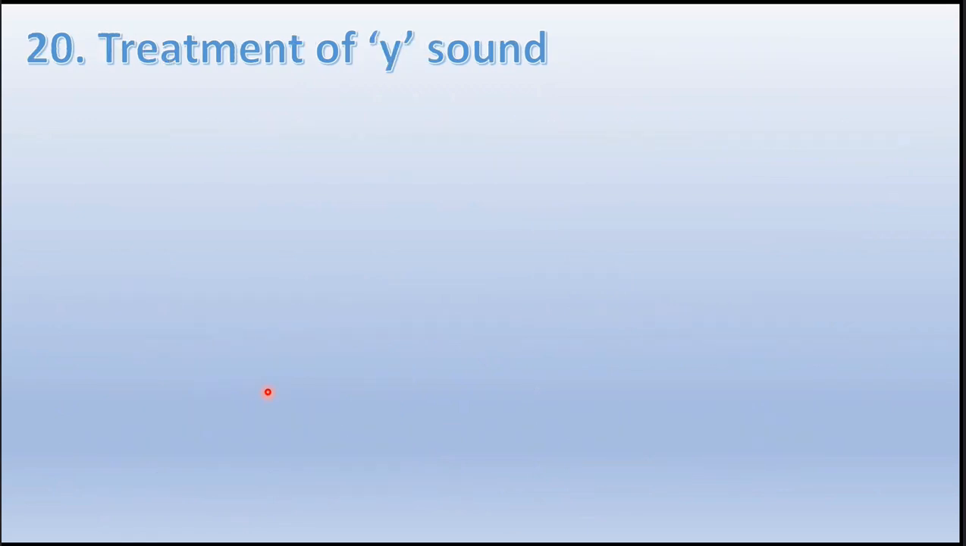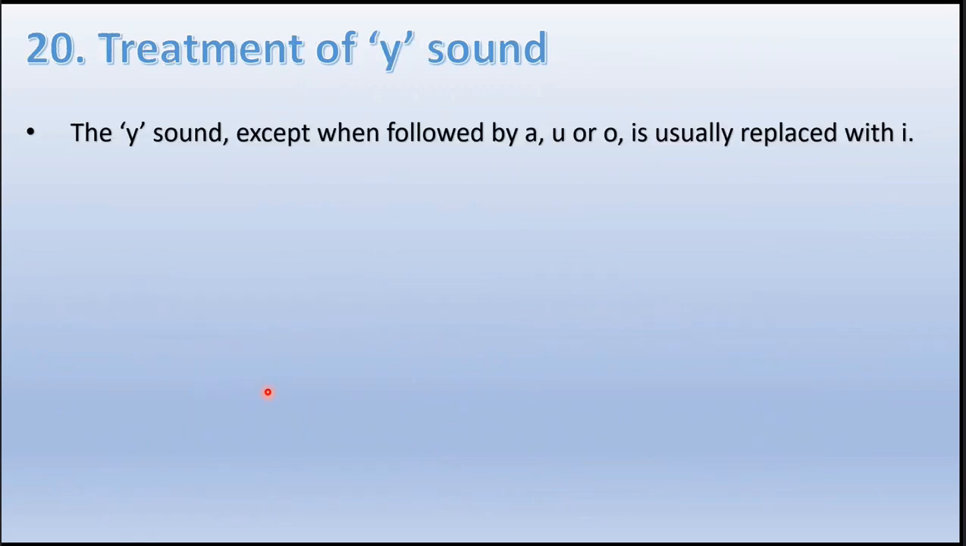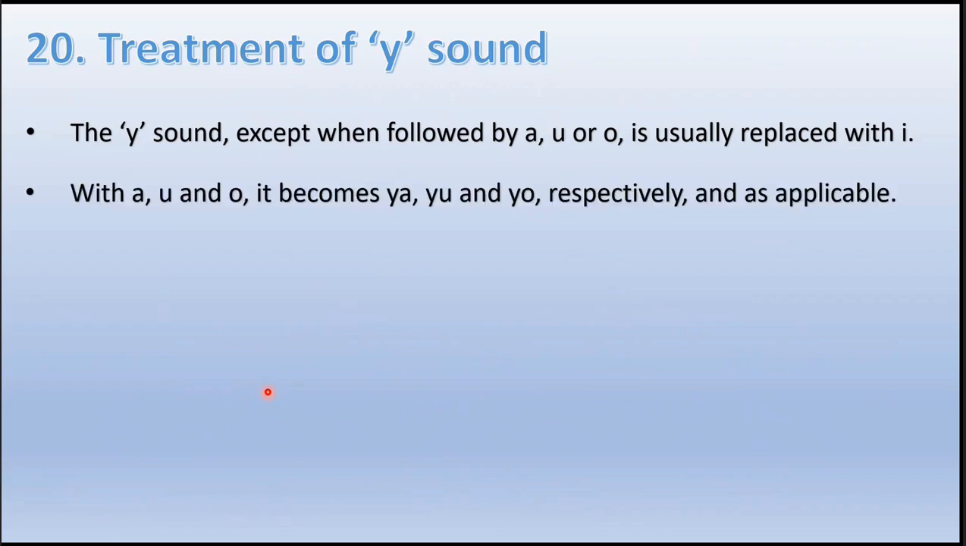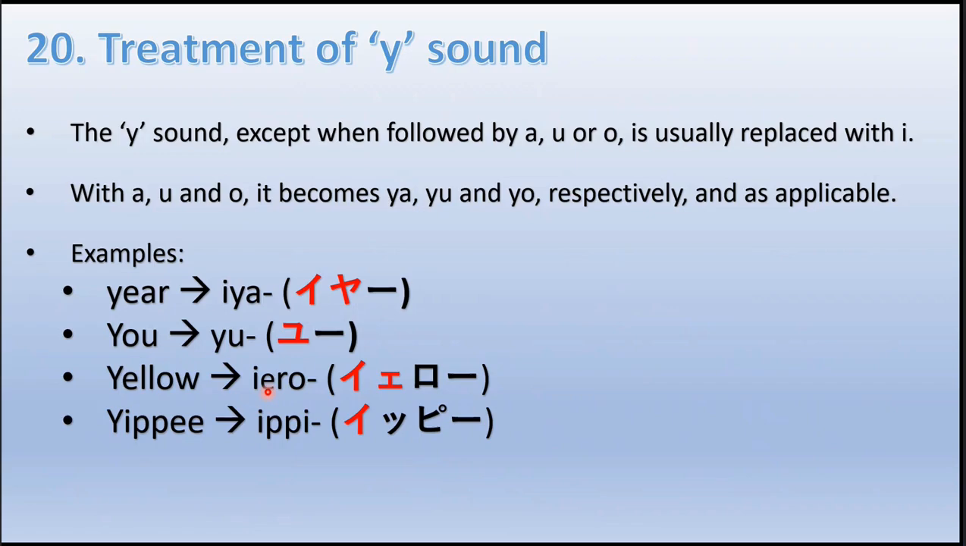Then we have rule number 20, treatment of the ya sound or y sound. The y sound, except when followed by a, u, or o, is usually replaced with e. With a, u, and o, it becomes ya, yu, and yo respectively. Let's see some examples of this rule. Yard will be written as yaado. You will be written as yuu. Yellow will be written as ieroo. And yippee will be written as iipii.